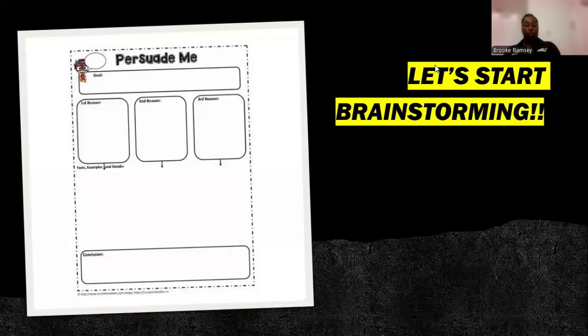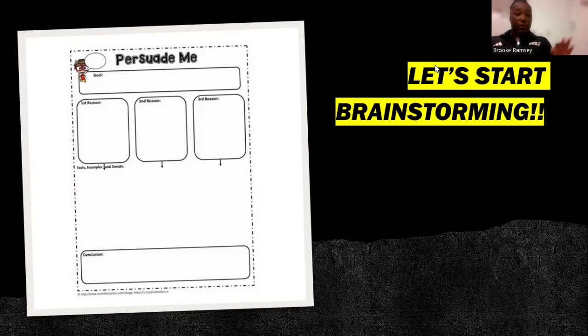So now we're going to move on to our brainstorming. This is a little graphic organizer that we put together. Your first, that top box underneath Persuade Me, is where your thesis statement goes. So those boxes underneath your thesis statement are going to be your reasons.